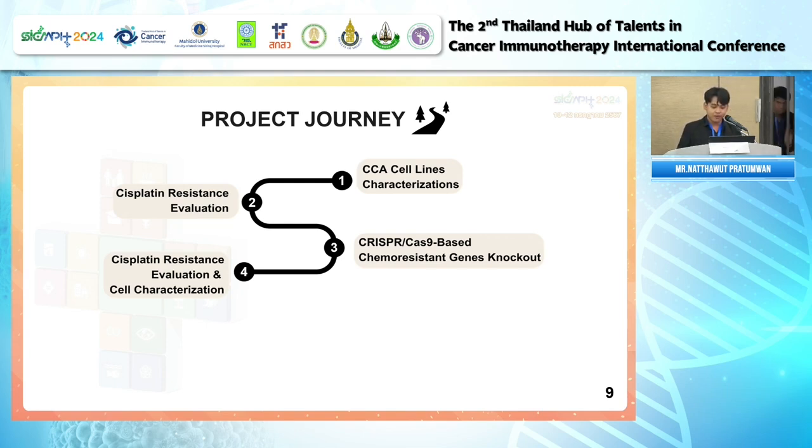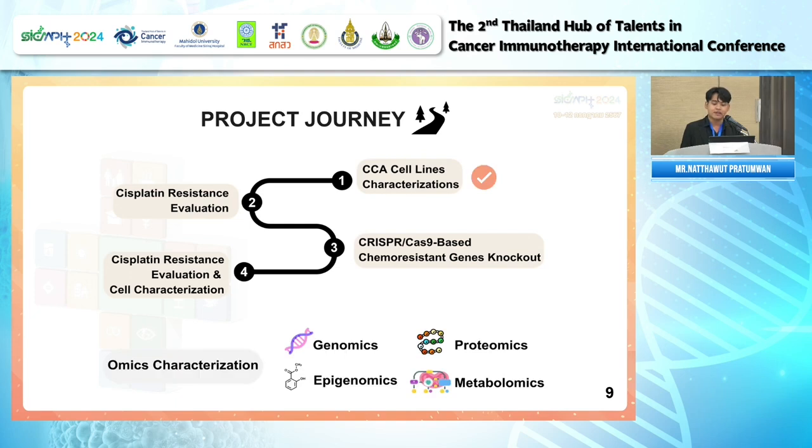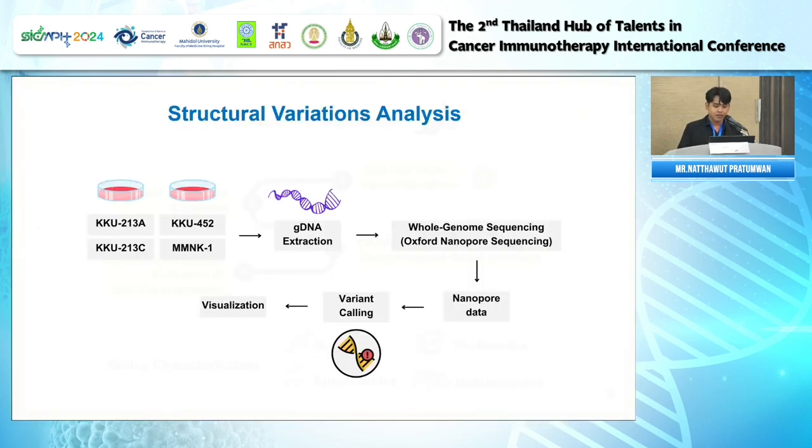And now I am in the process of the first one, the characterization of CCA cell lines using genomics, epigenomics, proteomics, and metabolomics studies. And for today, I would like to talk about the analysis of structural variations.